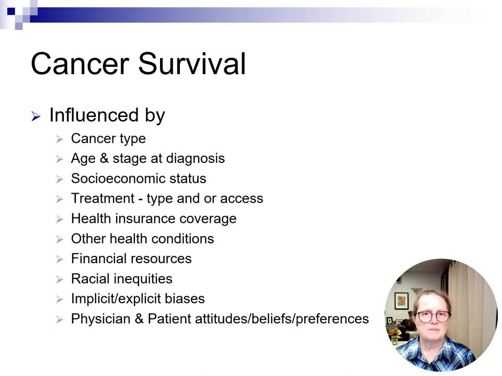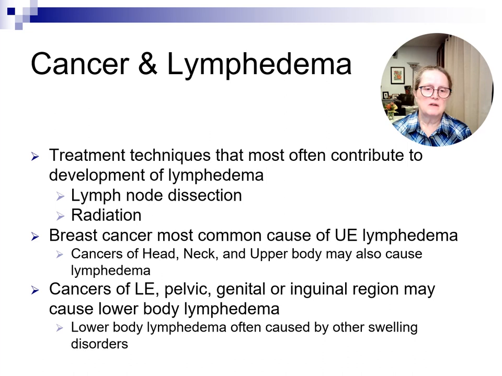Cancer treatment techniques frequently contribute to the development of lymphedema. These treatment techniques include lymph node dissection and radiation. Upper extremity lymphedema is most frequently due to the treatment for breast cancer. Treatment for other cancers of the head, neck, and upper body can also result in lymphedema of the upper quadrants. Lower extremity lymphedema can be related to cancers of the lower extremity, pelvic area, genitals, and inguinal regions.